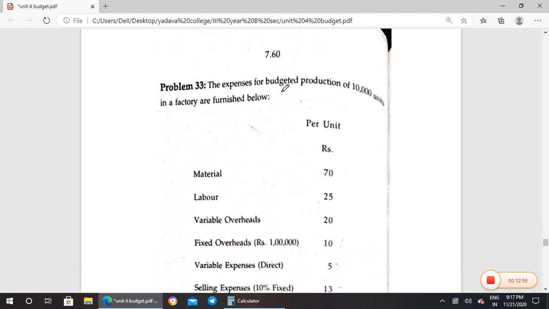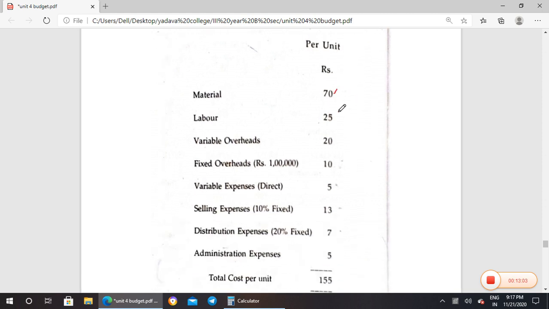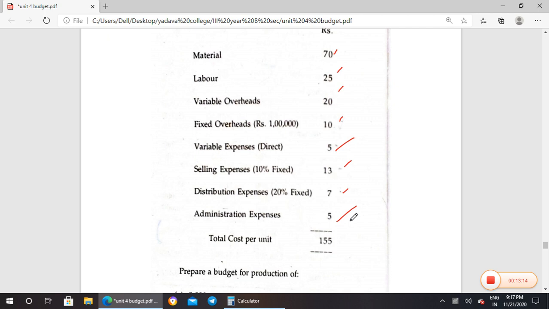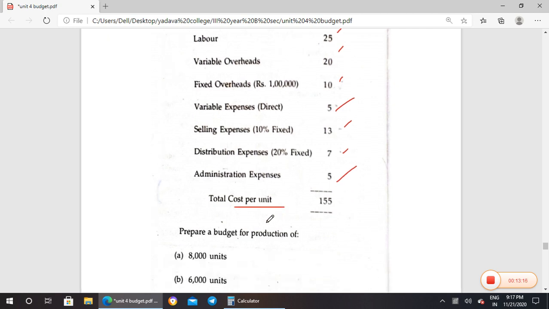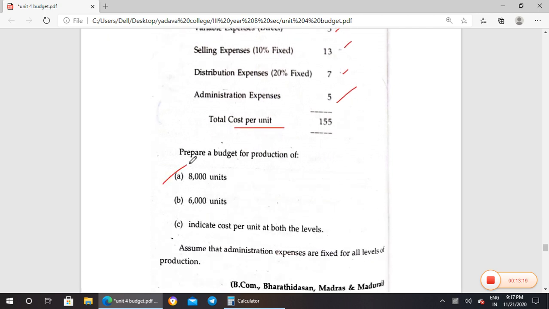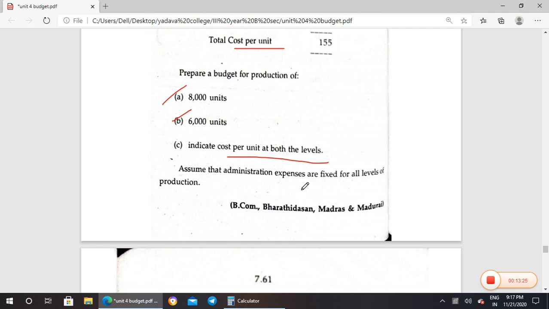The expenses for the budgeted production of 10,000 units. Here they have given in units: material per unit, labor, overheads, fixed overheads, variable expenses, selling expenses, distribution expenses, where 10% is fixed and 20% is fixed. Administration expenses is also given. Prepare total cost per unit at 8,000 and 6,000 units. Indicate cost per unit at both the levels. Assume the administration expenses as per the level of production.